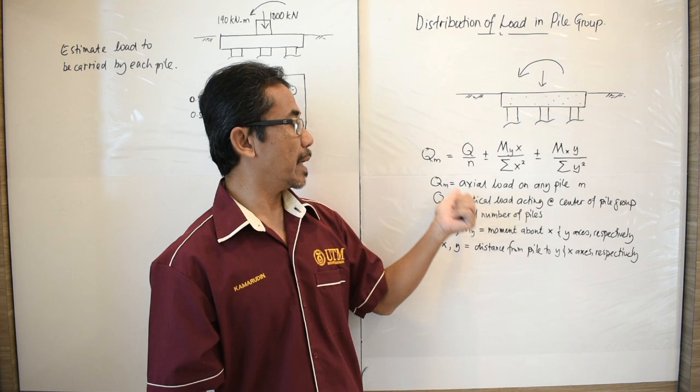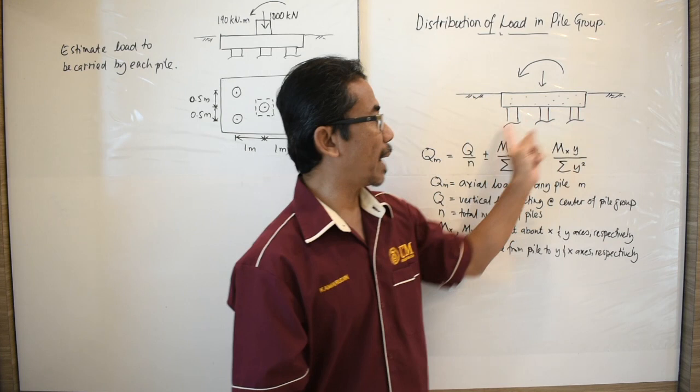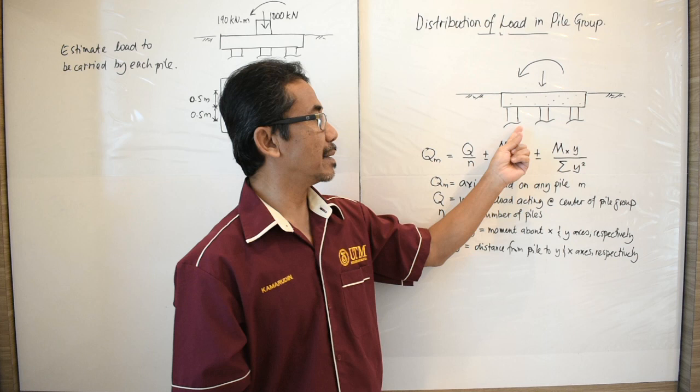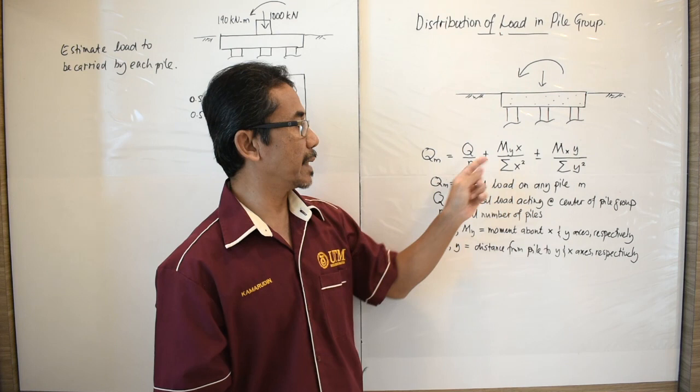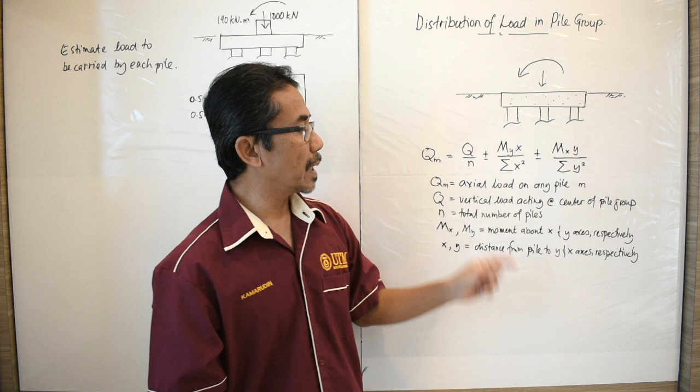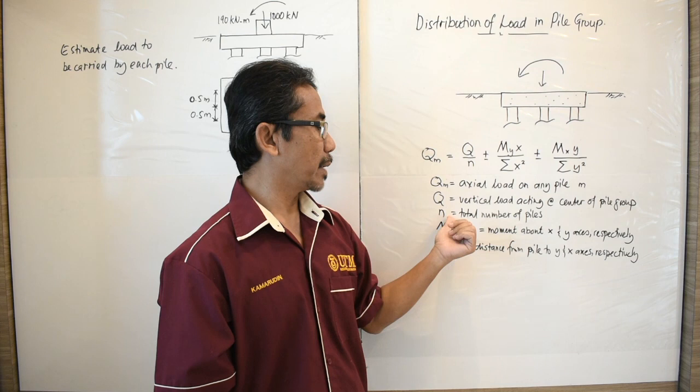Q sub m here is defined as the axial load on any pile. We use this equation to estimate the load to be carried by individual pile. Q here is the vertical load acting at the center of the pile group. And n here equals the total number of piles in the group. If you have 5 piles, n equals 5. If you have 9 piles, n equals 9.